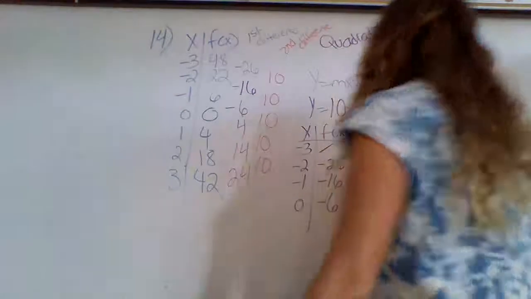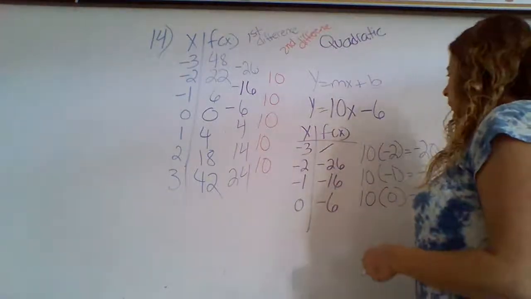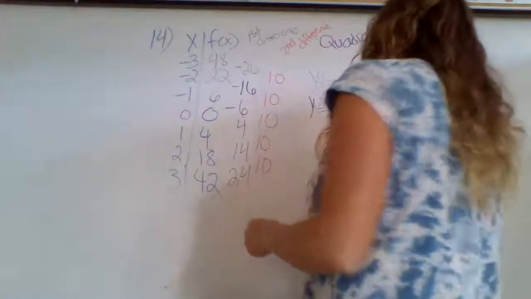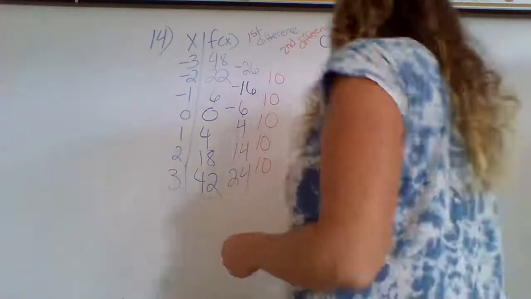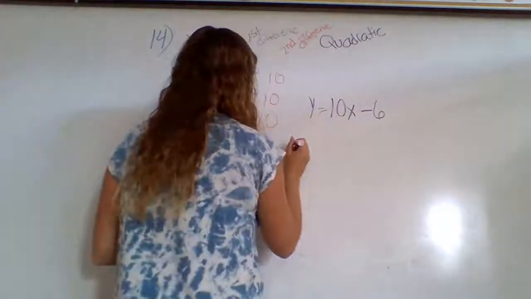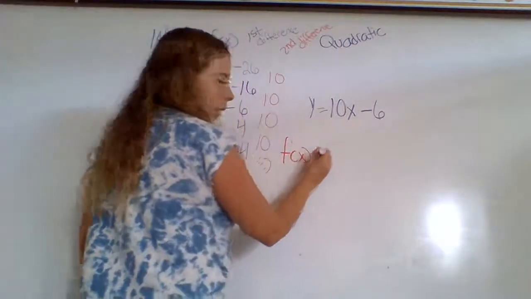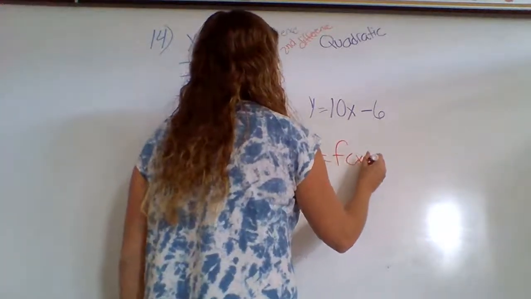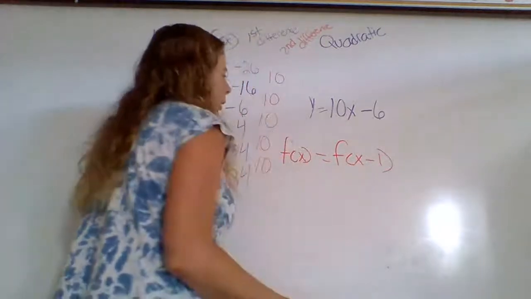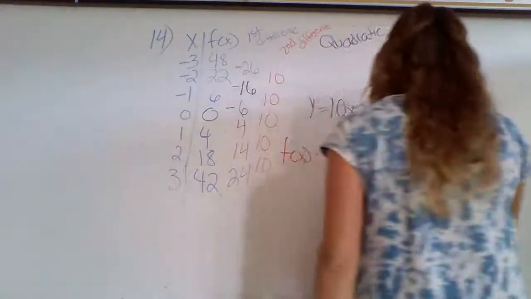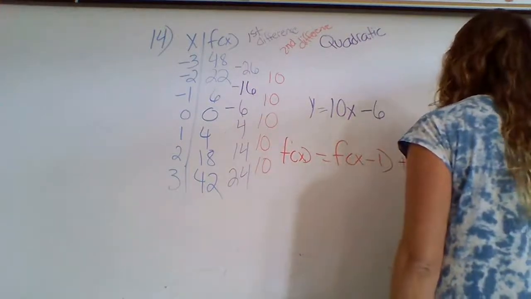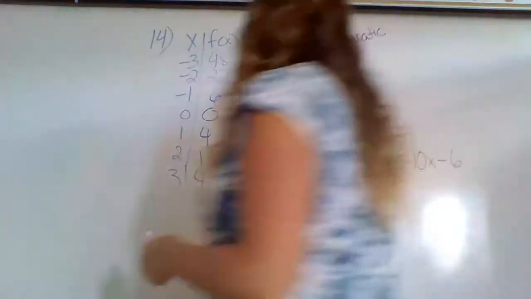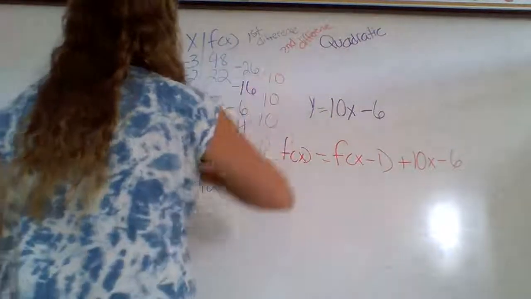So then, your quadratic recursive equation is f of x, or f of n, equals f of x minus 1, that just means previous term, and then what are we doing to the previous term? 10x minus 6. Okay, and you could test that.